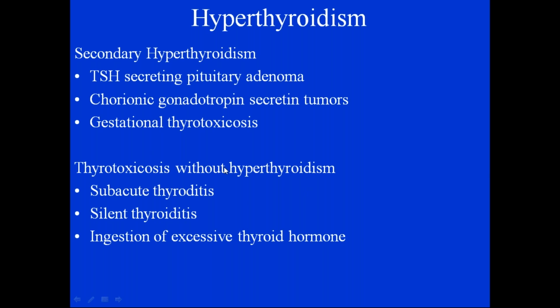Thyrotoxicosis without hyperthyroidism. So sometimes thyrotoxicosis also occurs without hyperthyroidism. What are those conditions? Subacute thyroiditis, silent thyroiditis, and ingestion of excessive thyroid hormone. If we asked the patient to take around 50 mg thyroxine, but the patient is taking 150 mg, then the patient will have thyrotoxicosis, but they won't have hyperthyroidism. Okay. So these are some of the conditions where thyrotoxicosis manifests without hyperthyroidism.